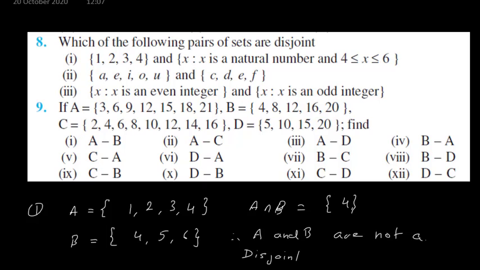Okay, so disjoint sets should not have any element in common. In the second one you can see that E is common, so it is not disjoint. In the third, x is an even integer and x is an odd integer, so here A intersection B is a null set, and I will say that these two sets are disjoint sets.